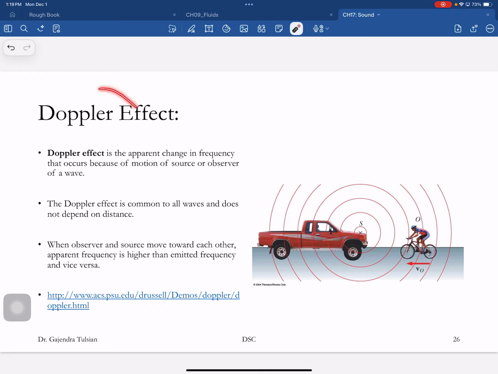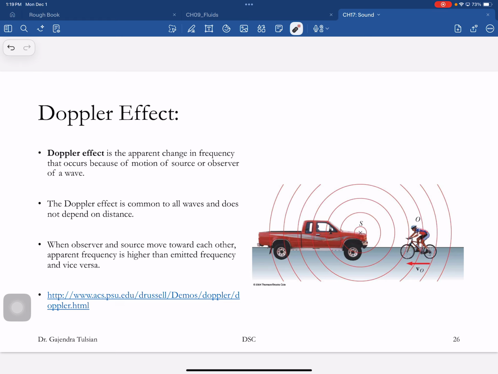All right, now we'll talk about the Doppler effect. You guys have heard sirens from an ambulance and a fire truck and all that. When the siren approaches you, you hear a higher pitch, and when it moves away from you, you hear a lower pitch. The ambulance is producing the same pitch. What you're perceiving is a different pitch, and that's the Doppler effect.